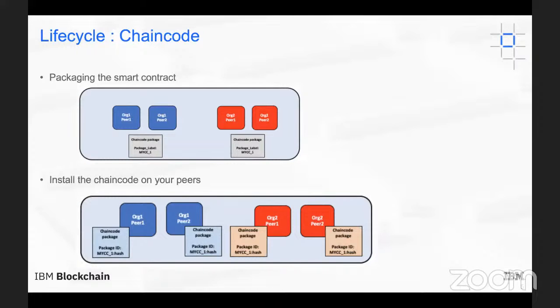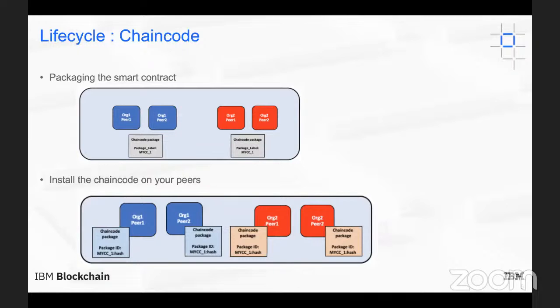Okay, coming to the chain code. Let's talk about the chain code first, and then we will come to smart contract. The phases of a chain code: first, there's a packaging of the smart contract. You package all your smart contracts into a bundle. Generally, it is a tar gz file, which is also denoted as a .cds file.